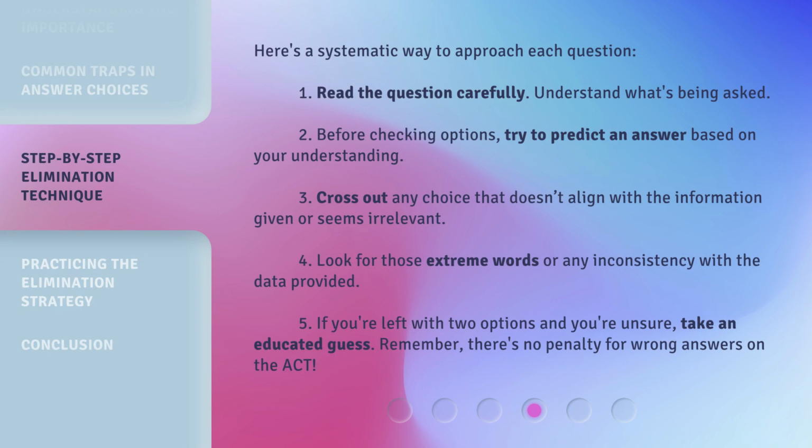Here's a systematic way to approach each question. 1. Read the question carefully. Understand what's being asked. 2. Before checking options, try to predict an answer based on your understanding. 3. Cross out any choice that doesn't align with the information given or seems irrelevant. 4. Look for those extreme words or any inconsistency with the data provided. 5. If you're left with 2 options and you're unsure, take an educated guess. Remember, there's no penalty for wrong answers on the ACT.